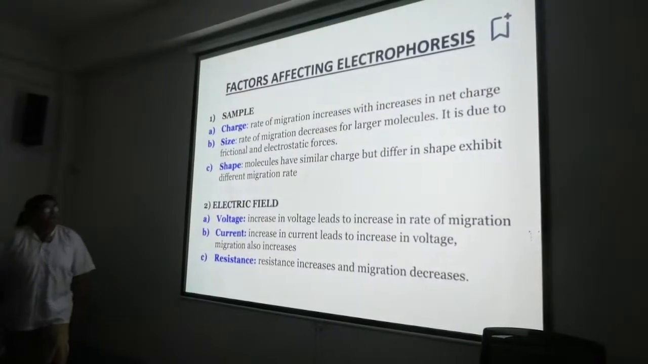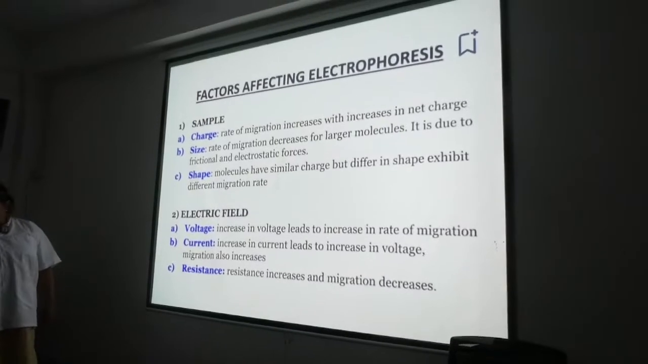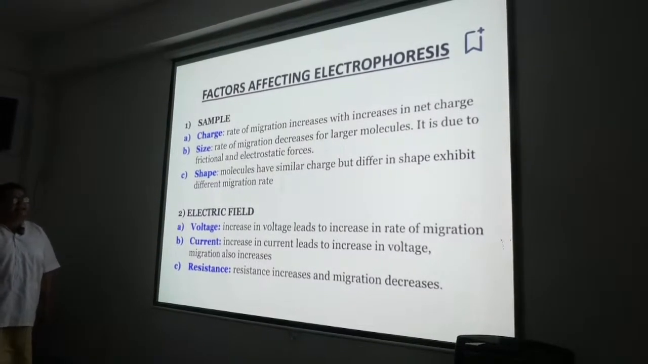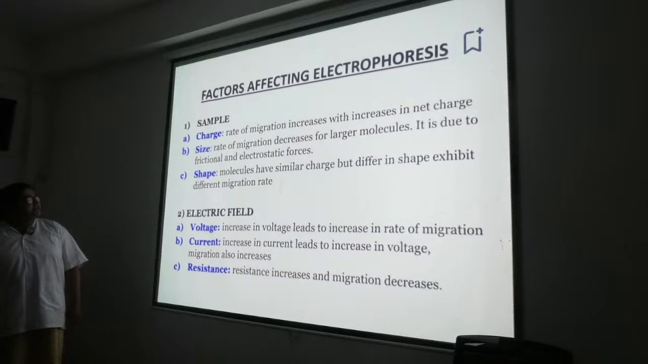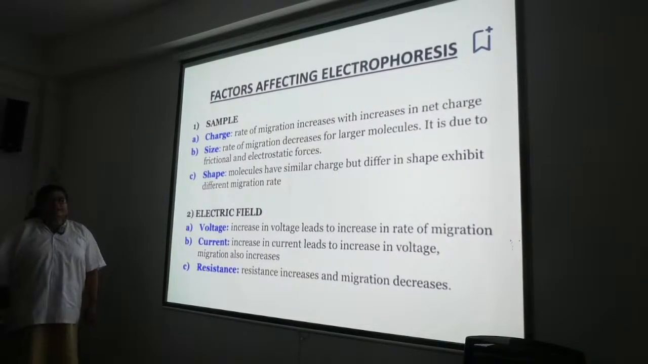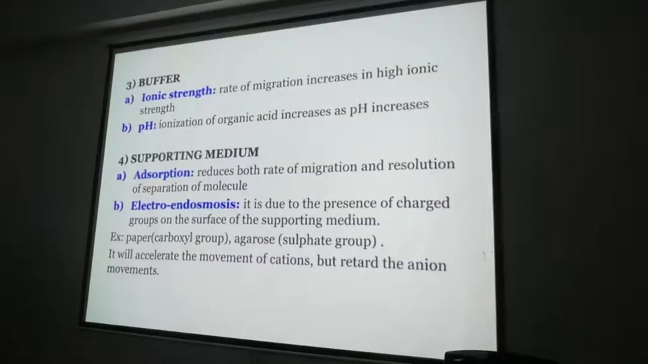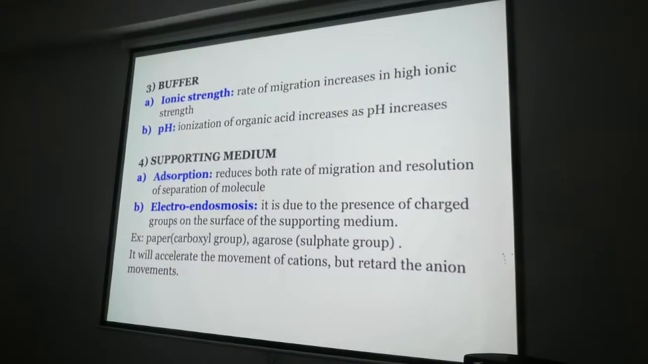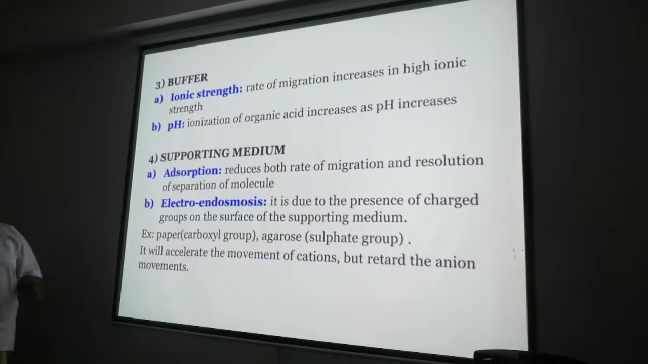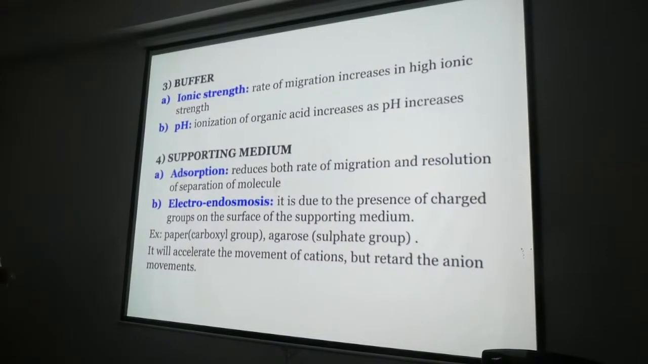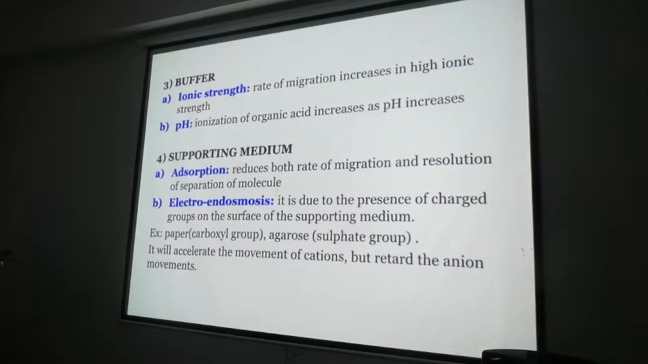The factors affecting electrophoresis: sample charge, where the rate of migration increases with increase in the net charge; size, where the rate of migration decreases for larger molecules; ionic strength, where the rate of migration increases in high ionic strength; pH, where ionization of organic acids increases as pH increases; and supporting medium, where adsorption reduces both the rate of migration and resolution of separation of molecules.